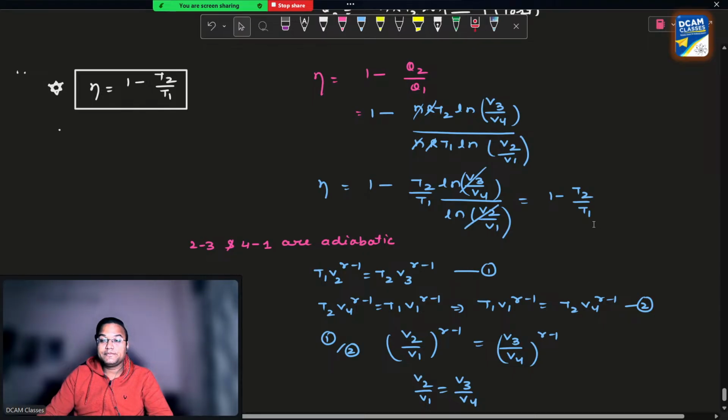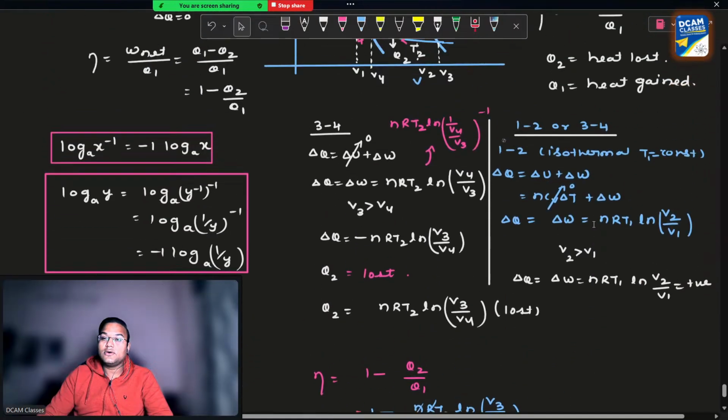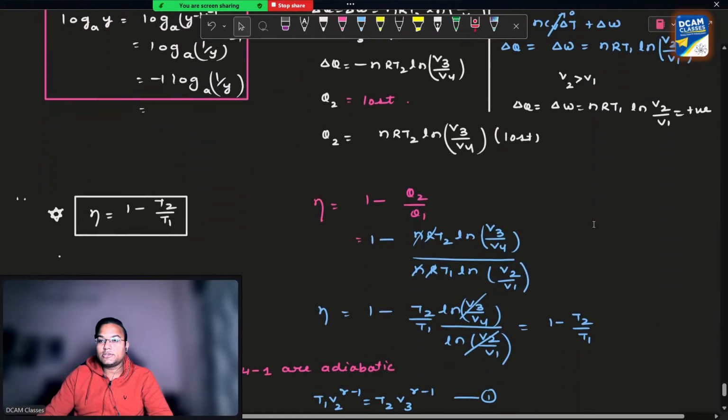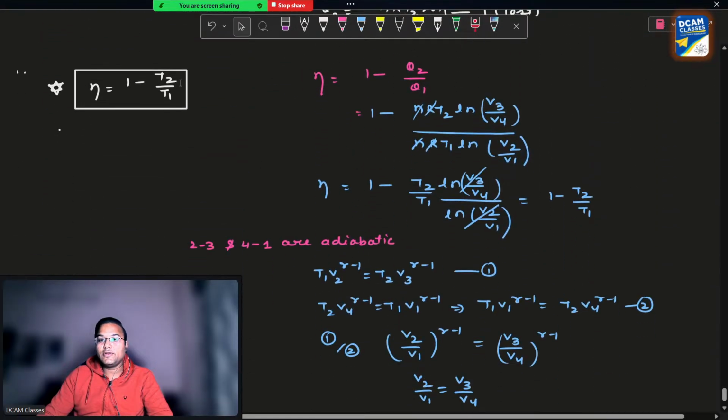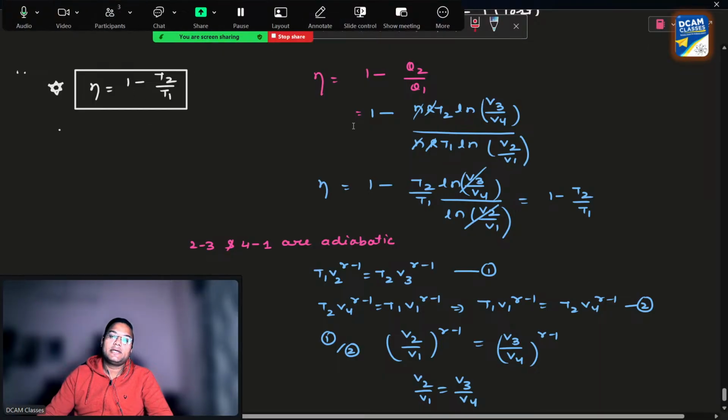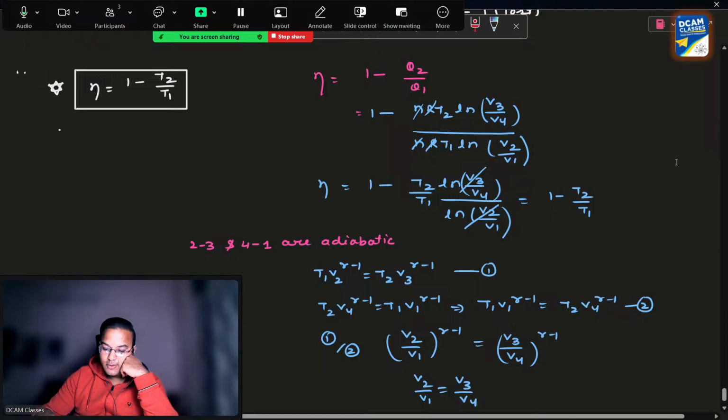Just remember, T2 is the temperature of the lower isothermal process. That's the thing that you have to remember. T2 is the temperature of the lower isothermal process. T1 is the temperature of the upper isothermal process. Got it? Can I give you a question now?